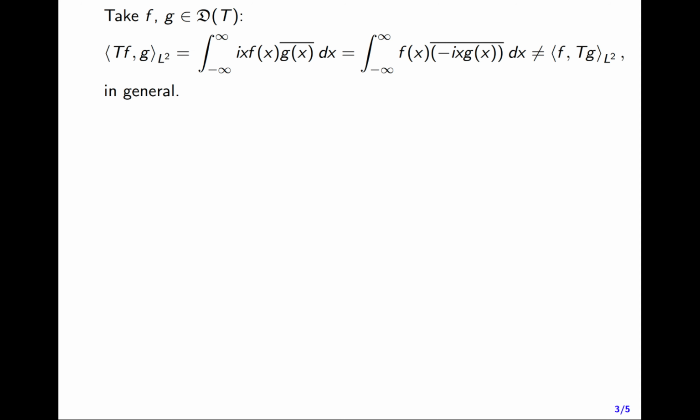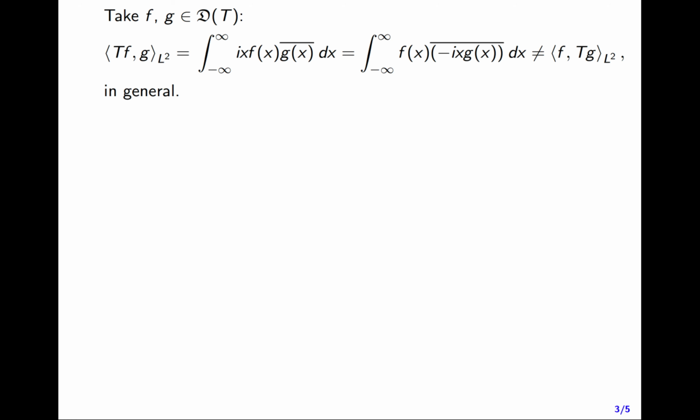So let's take f and g in the domain of t, and let's calculate this inner product. Tf on g is equal to the integral from minus infinity to infinity of ix f of x times the complex conjugate of g of x. And that's equal to the integral from minus infinity to infinity of f of x times the conjugate of minus ix g of x. So what did I do here?